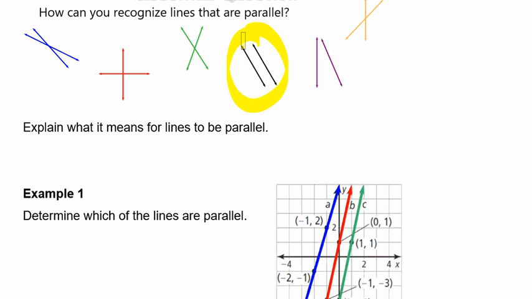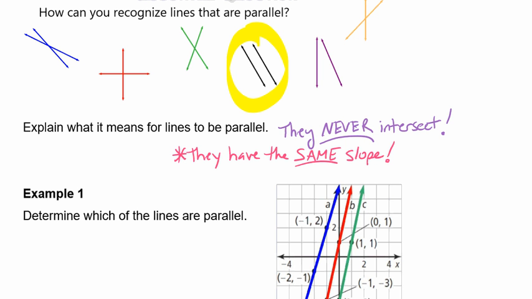What does it mean for lines to be parallel? It means that they never intersect. And in order for that to happen, they have to change at the same rate, which means that they have the same slopes too. So we're going to look at an example of some graphed lines, and we're going to determine which ones are parallel.